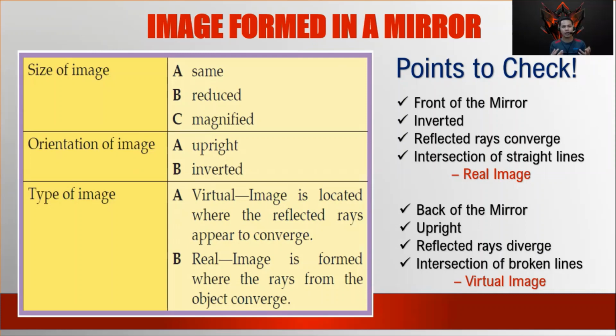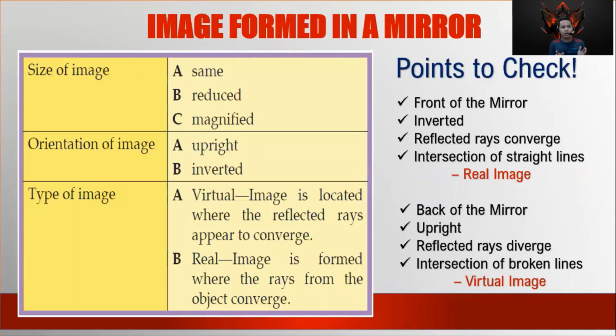We're done with all of the things like the images formed in plane mirror. And of course, if I'm gonna ask you to describe an image formed in any mirror, it could be a flat mirror or a curved mirror, you have to state these three descriptors. First is the size of the image. Is the image the same?